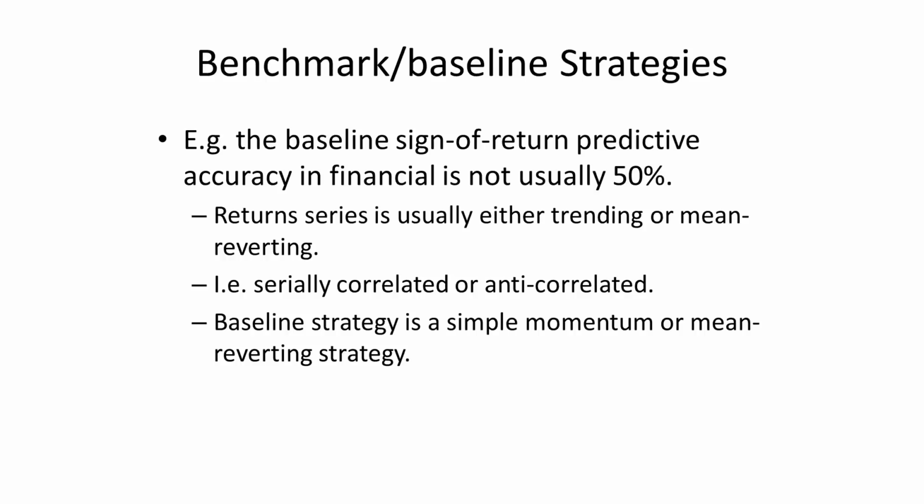So there are already a lot of strategies that are useful if the return series exhibit one or the other. So the idea of machine learning is not to beat the 50% benchmark, but to beat a mean reversion or momentum strategy benchmark, a simple mean reversion strategy or simple momentum strategy. For example, let's say you are trying to predict a 10-day return, the sign of a 10-day return.